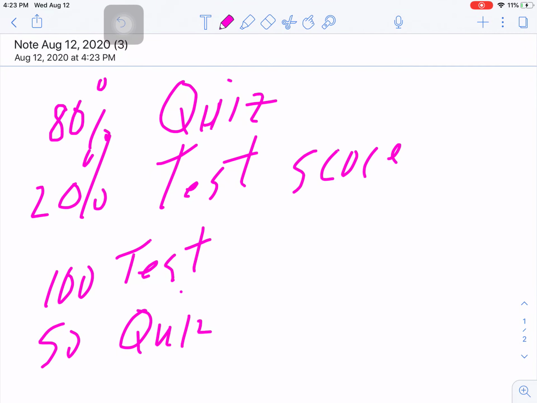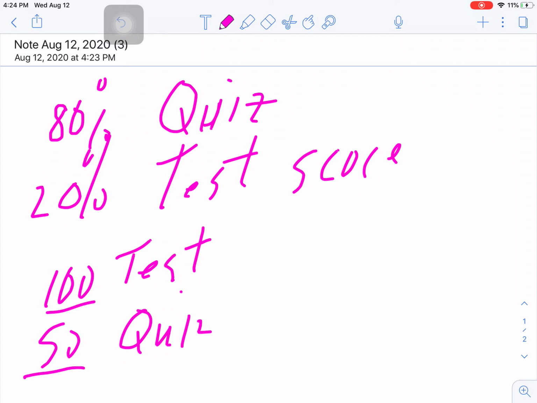Okay, we're going to do an example of a weighted average problem where in some class your average grade is determined by 80% of your grade being your quiz scores and 20% of your grade being test scores. So let's say you have two grades. You've got a perfect score, you got a 100 on a test, and you got a 50 on a quiz.